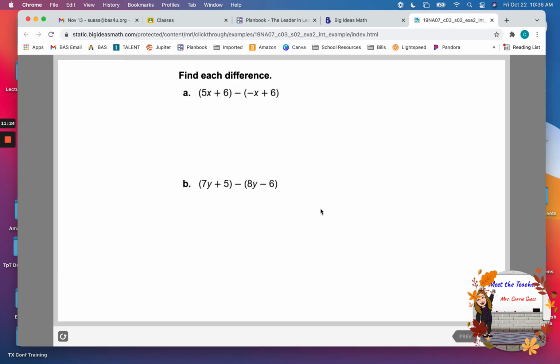Good questions, by the way. All right, so we're doing the same thing now, except for one change. We're going to find the difference. What does difference mean? Subtraction. Very good. So instead of adding, we're subtracting.